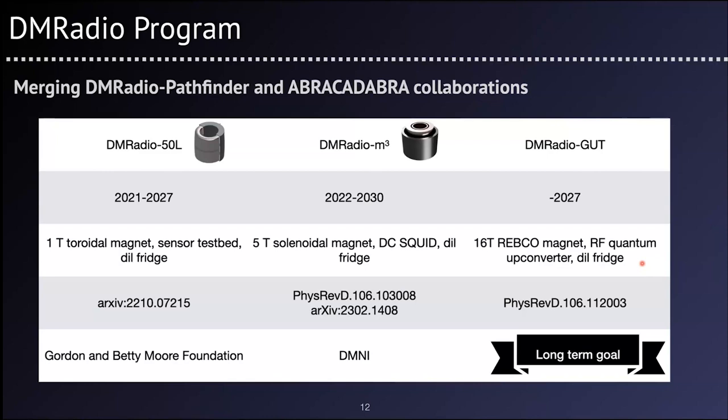This will be followed by DM Radio meter cubed, which is in the design phase currently, but it will use a 5 Tesla solenoidal magnet, DC SQUIDs, as well as a dilution refrigerator. This is funded by the so-called DMNI initiative, which similarly funds ADMX EFR. And then finally, I'll progress to the last experiment shown on the right-hand side, which is DM Radio GUT. This is in the far, far future. This is looking towards using much higher field magnets, as well as different quantum techniques. And once again, you can look into the article shown here if you're interested in reading more.